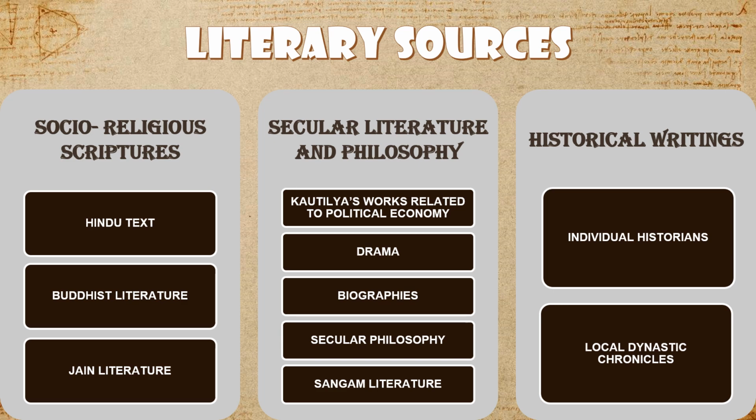So this was a slight detail about the literary sources. Basically, you should know that literary sources are categorized in three categories, which are socio-religious scriptures, secular literature and philosophy, and historical writings. And whatever I have discussed, I will be discussing again in my coming lectures. So let us move to our third category, which is the account of foreign historians and travelers.